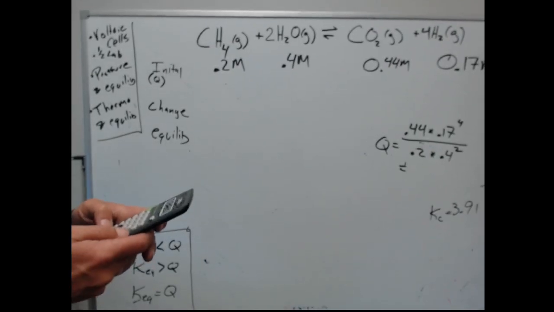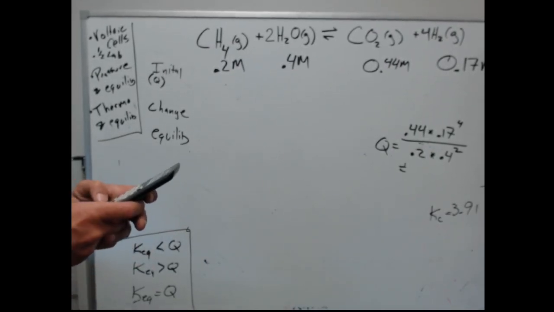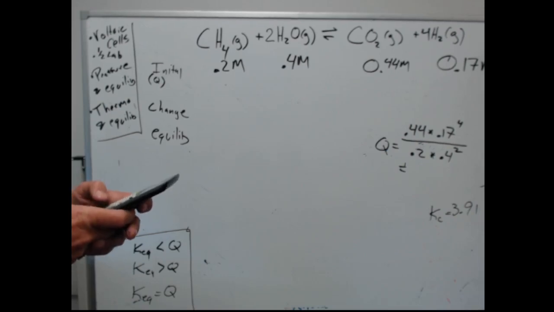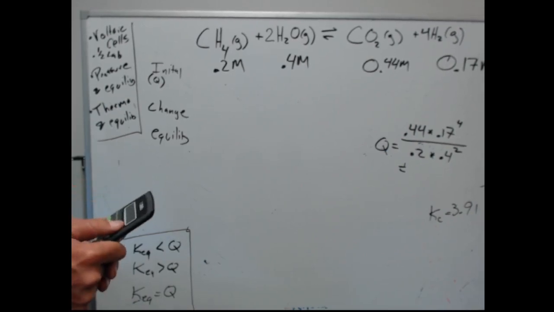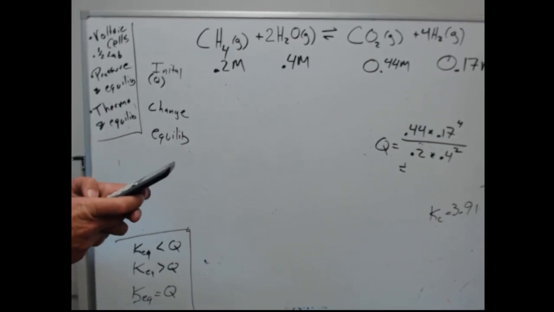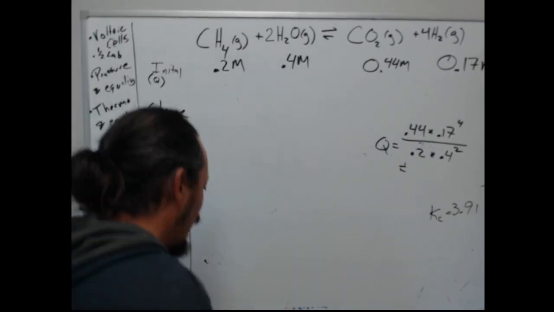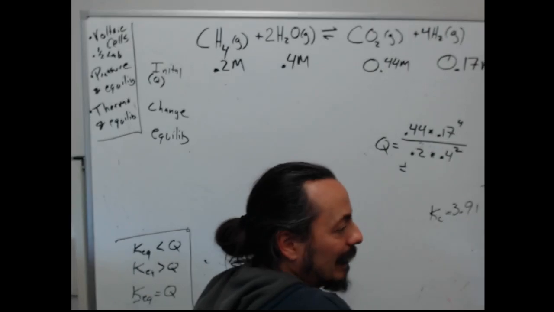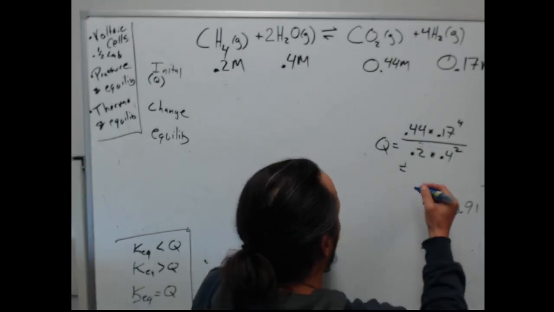So I do 0.17 to the fourth times 0.44 divided by 0.2 times 0.4 squared. Sorry, I typed it wrong. Someone help me out. 0.17 to the power of 4 times 0.44 divided by 2 divided by 0.4 squared. Okay, I think I got it that time. I think I got the same thing twice. I thought I hit something wrong with my calculator.